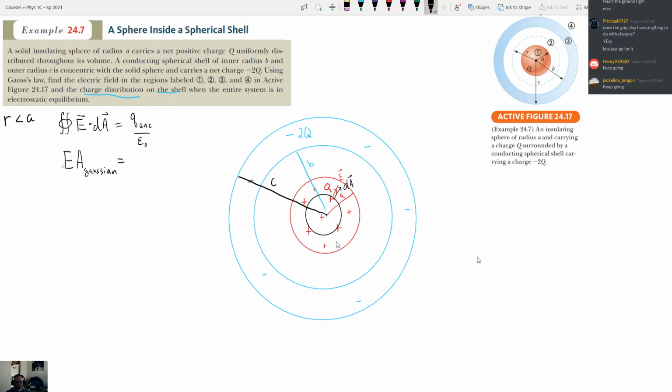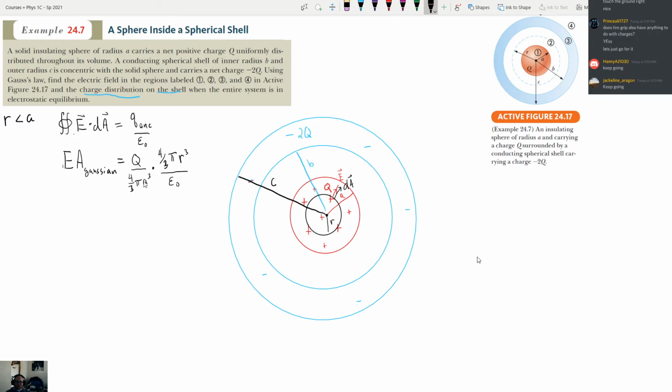Because the charges are uniformly distributed right here, I'm going to say that the amount of charge enclosed, in this case, should be equal to the charge density, which is Q, divided by the total volume, which is 4/3 times pi times a cubed, multiplied by the volume of the Gaussian, which is 4/3 pi multiplied by the radius of the Gaussian. Let's define the radius of my Gaussian here to be r. So this is going to be times r cubed. And then all of this, of course, has to get divided by epsilon naught.